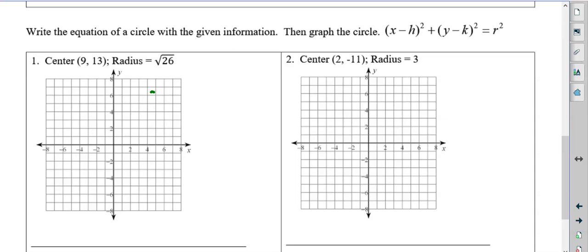And the radius is the square root of 26. And square root of 26 is just about 5. It's 5.1. So we're going to go 2, 1.